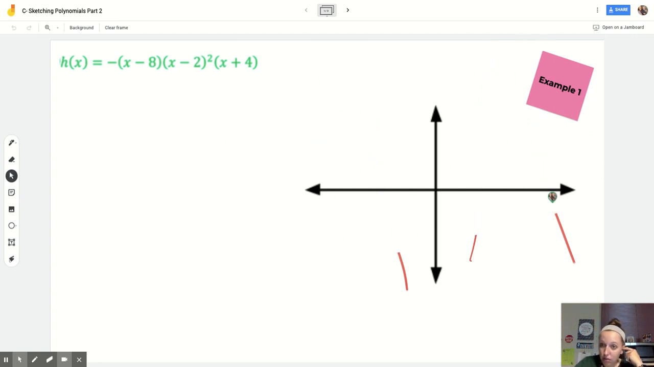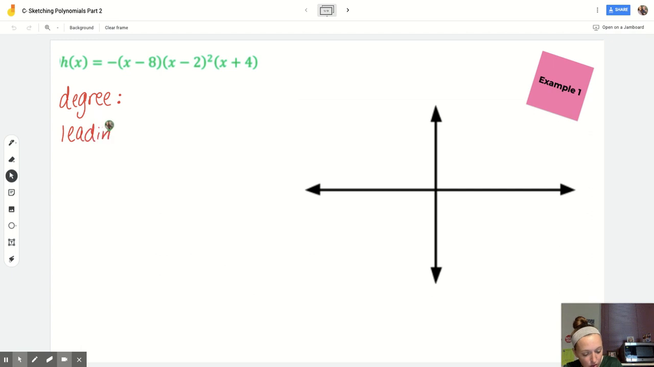So let's look at this function, h of x. So the first thing that you want to figure out, the first couple of things, the degree and the leading coefficient. If you have those two things, then you can figure out the end behavior. And all we really need are the ends and the zeros and what those shapes are, and we can draw the whole function. So the degree, again, if you take the exponents of all the factors and you add them up. If there's no exponent written on the factor, then we know that exponent is 1.